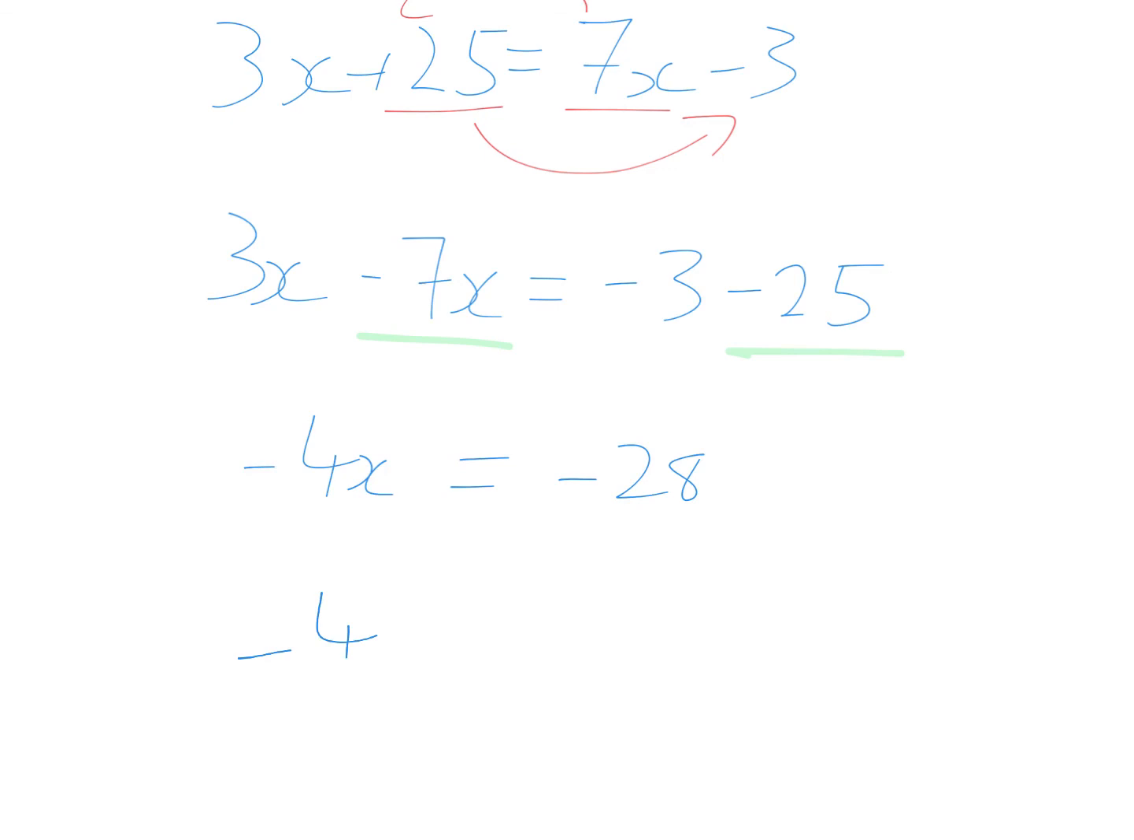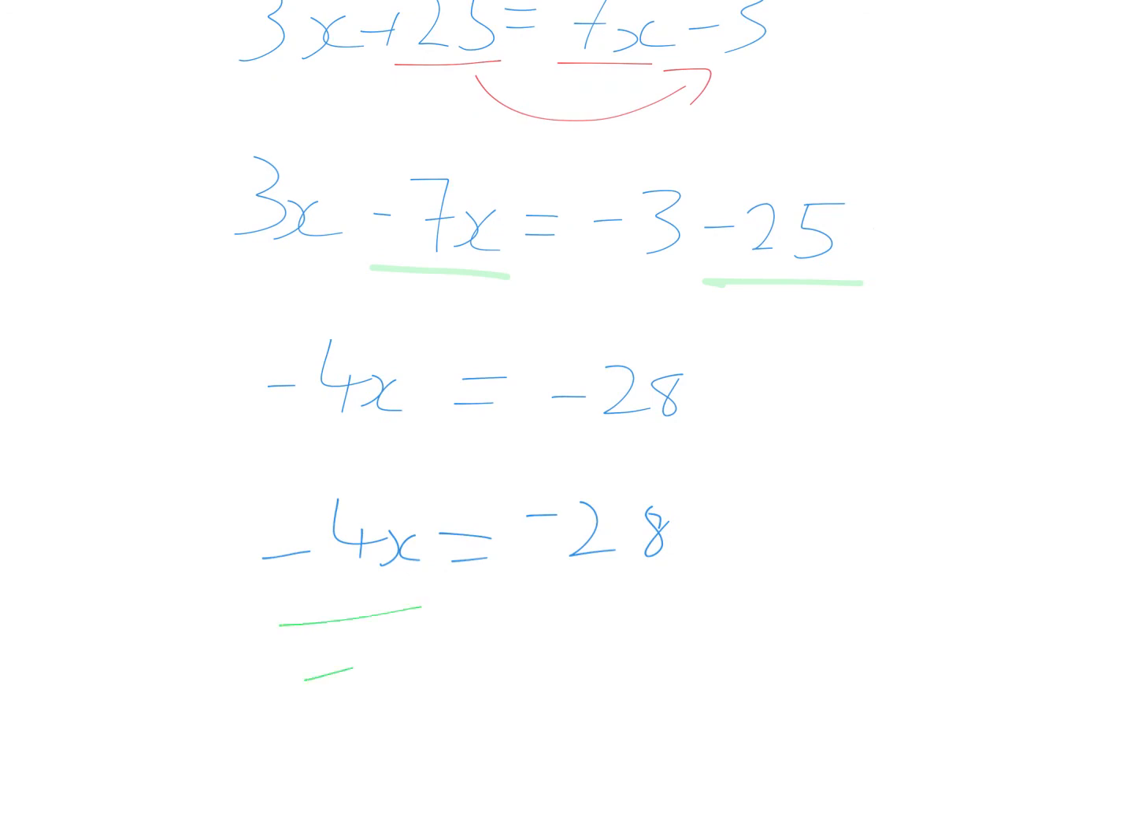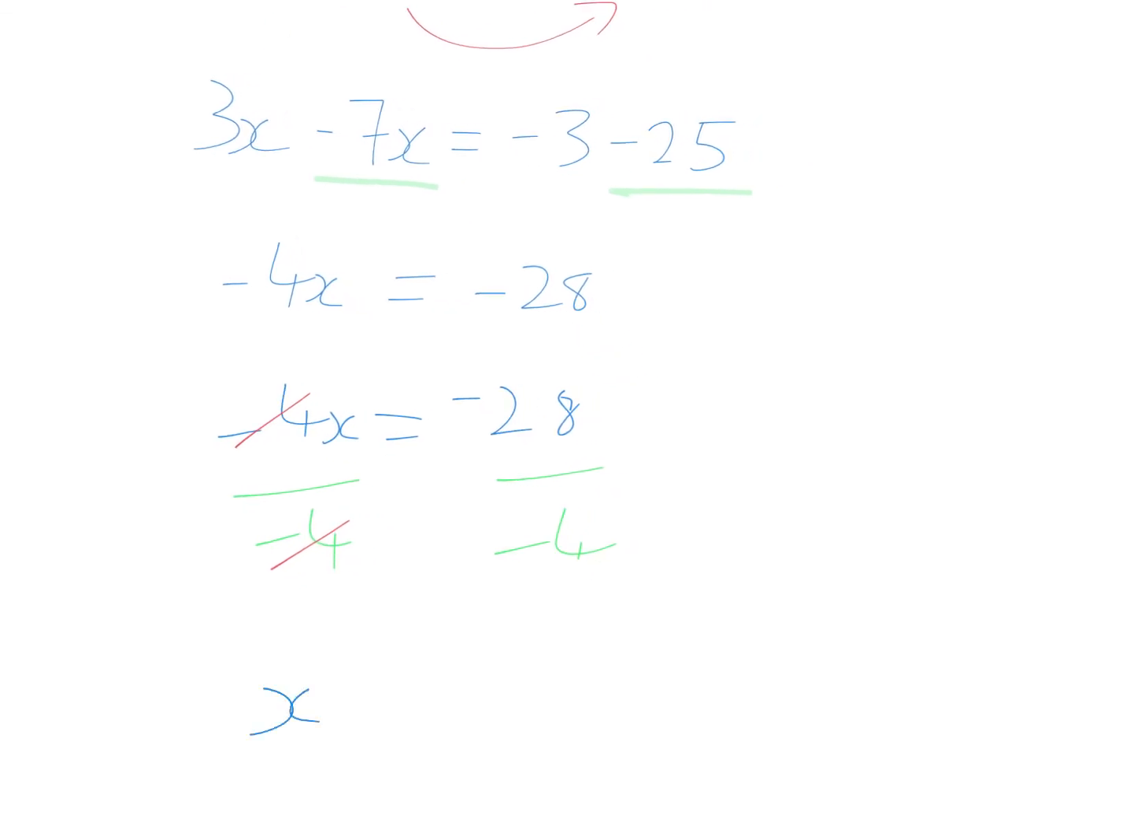Again, we want to get rid of the minus 4 in front of that x. So the way we do that is divide both sides by minus 4. This will cancel out the minus 4 on the left hand side, so we're just left with x. And then on the right hand side, minus 28 divided by minus 4 will give us 7, because a minus divided by a minus gives us a plus.